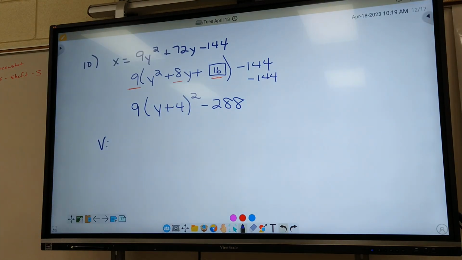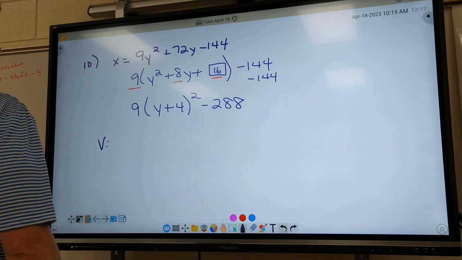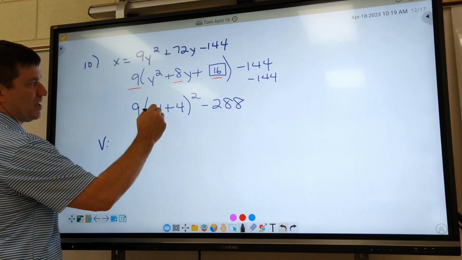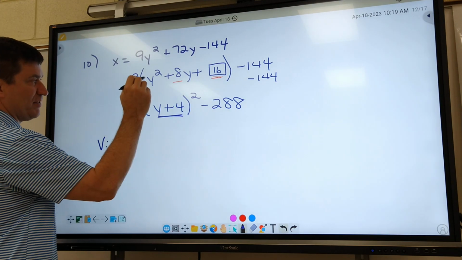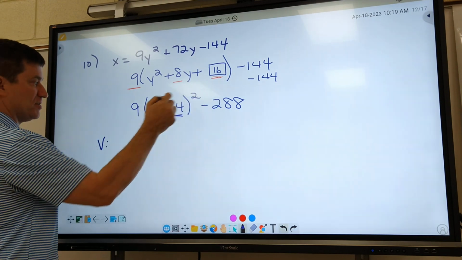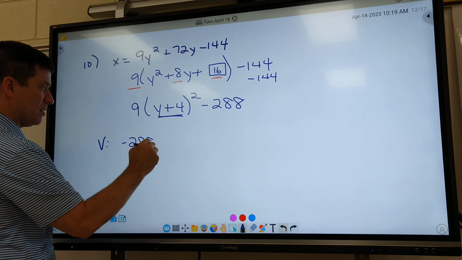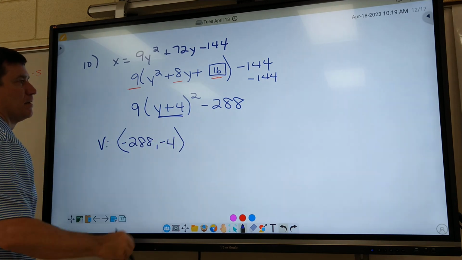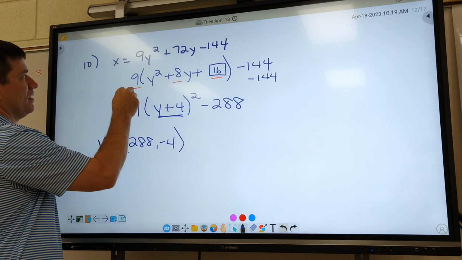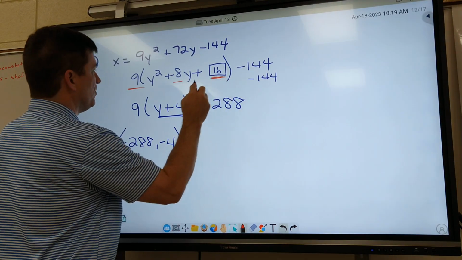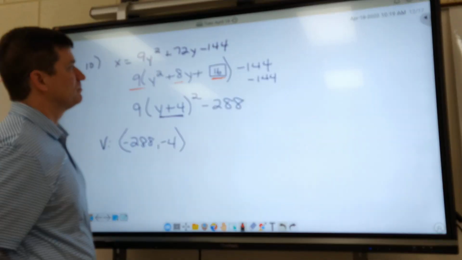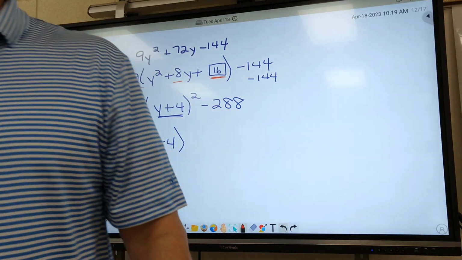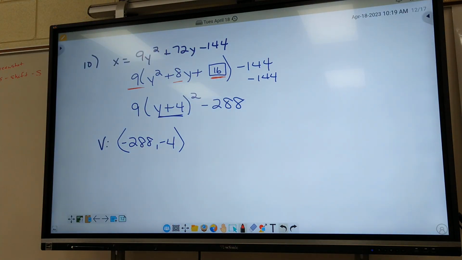All right, so what is our vertex going to be? Did I mess up? So this time, Taylor, I've got y plus 4, so make that a minus 4, and that goes for my y coordinate. So here's my x. Where did you get minus 144 from? All right, let's do it again. 9 times 16, remember. Okay, yeah, I didn't remember that step. Okay. All right, good. You guys are doing well.